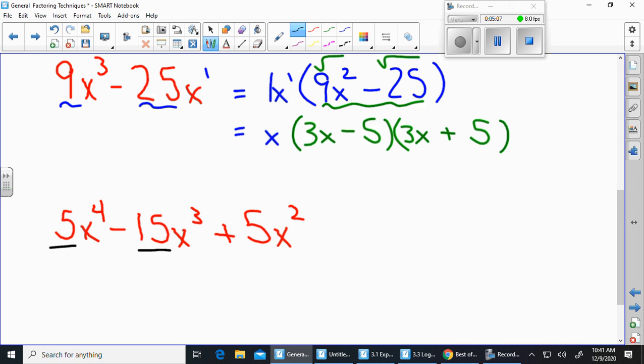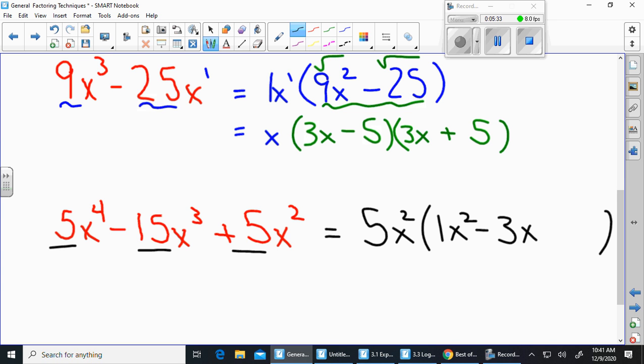5, 15, 5. Biggest number is 5. I have x to the fourth, x cubed, x squared. I can take out the smaller. So if I take 5 divided by 5, I have 1. I took 2 away from 4, so I have 2 left. 15 divided by 5 is 3. That sign stays the same. I took 2 out.